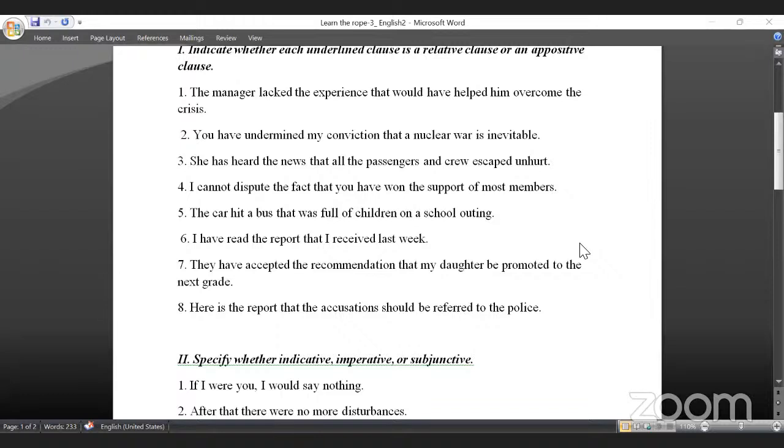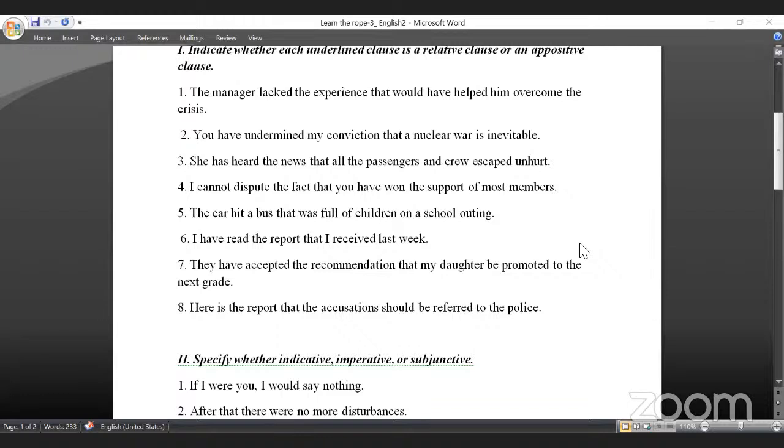Seventh one: they have accepted the recommendation that my daughter be promoted to the next grade. They have accepted the recommendation. My daughter be promoted to the next grade. I think it's an appositive clause, because both are positive.